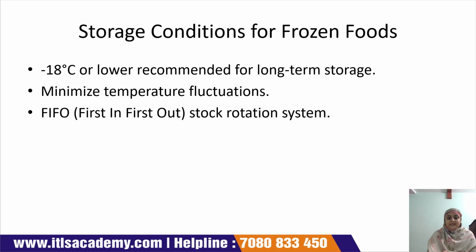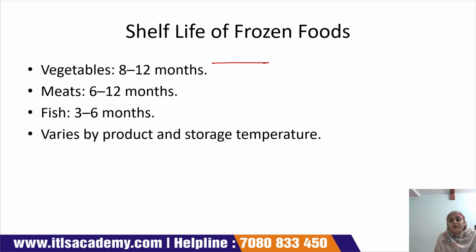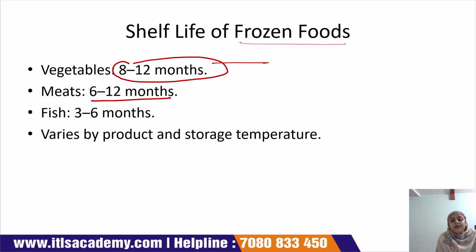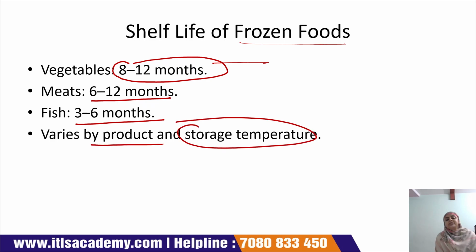FIFO. Now next, shelf life of the frozen food products. The shelf life of vegetables is around 8 to 12 months. Meats is around 6 to 12 months. Fish is around 3 to 6 months, and it varies by product and storage temperature, but it is a common range.